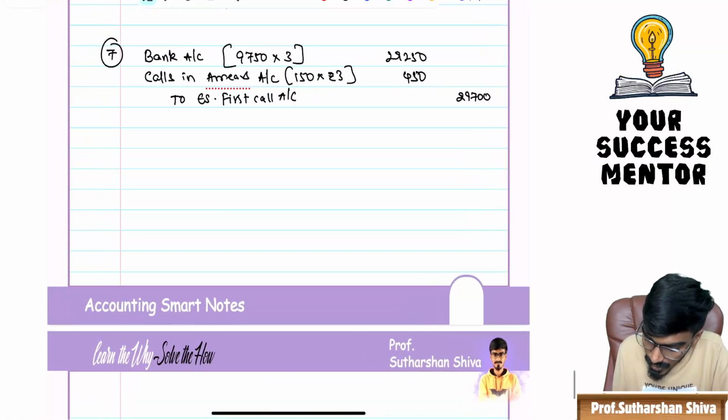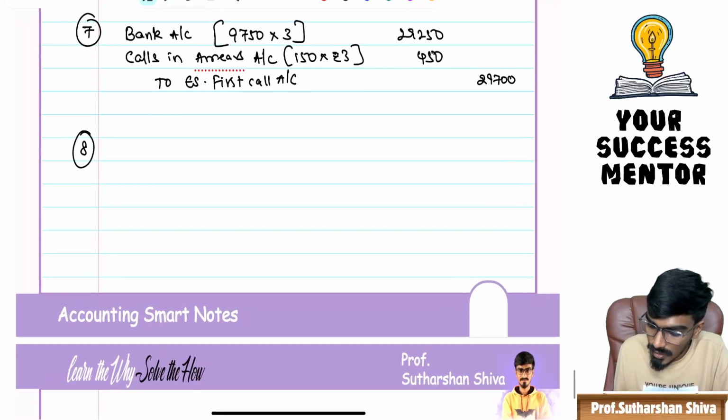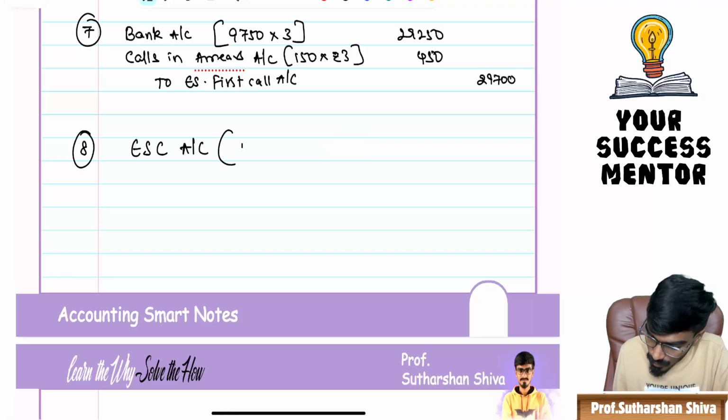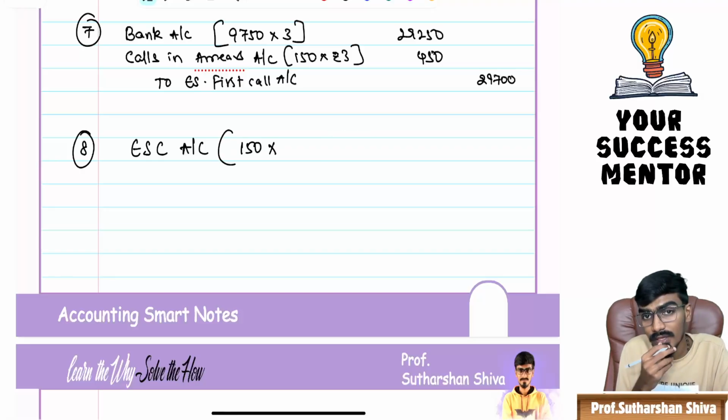8th entry is nothing but after the immediate forfeiture. What is the immediate forfeiture? Equity share capital account with 450. How much shares forfeited? 150.